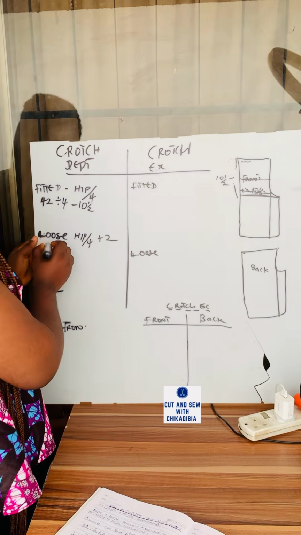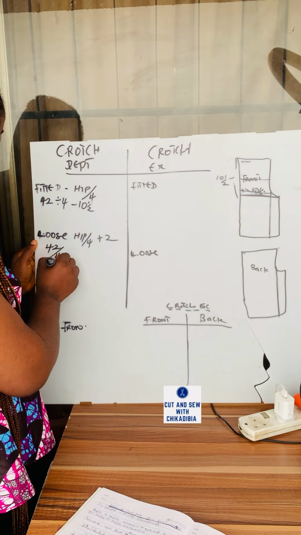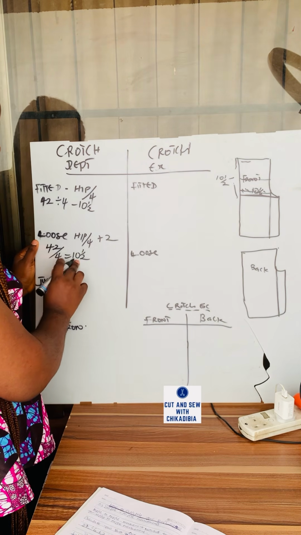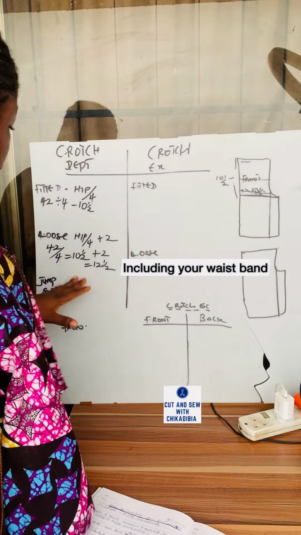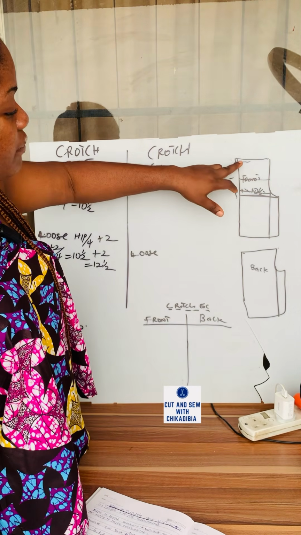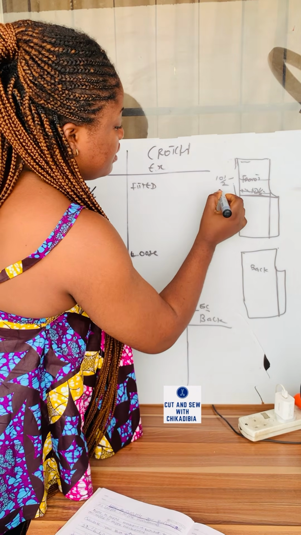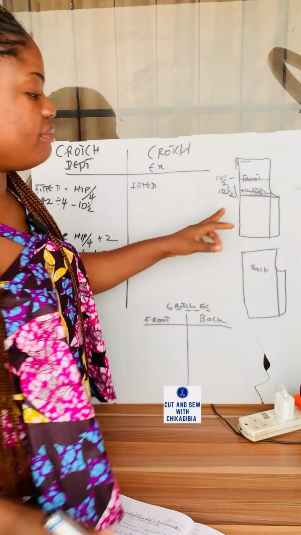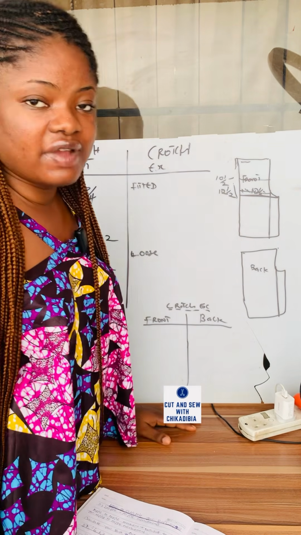Okay, so let's use it with my measurement. My hip circumference is 42. Divided by 4 is going to give me 10 and half. Then I'm going to add 2 inches allowance to it, making it 12 and half. So for a loose pant, I'm going to just place my tape on a straight line and mark 12 and half, because I am making a loose pant. The distance from here to here will now be 12 and half.